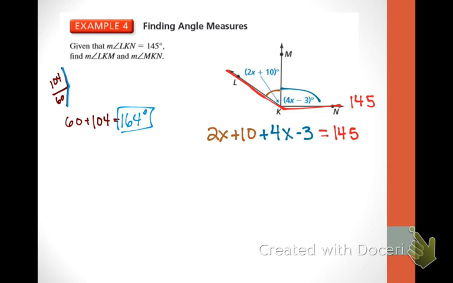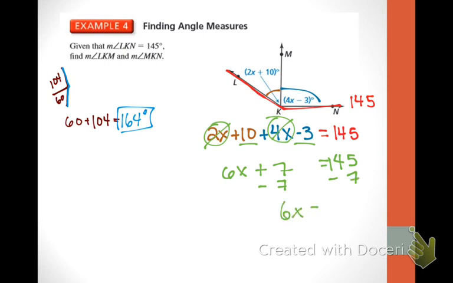That's why I color-coded it. Now, you guys are 1 step ahead. Now you add what's 2x and 4x? 6x. 10 plus 7, yep, we need to subtract 7. We get 6x equals 138. Divide by 6. X equals 23. But did it ask me for x? No. It really didn't. But I needed x to figure out the rest of it.